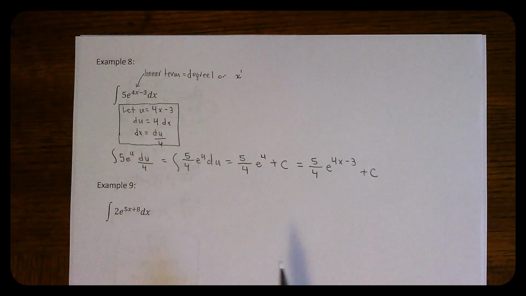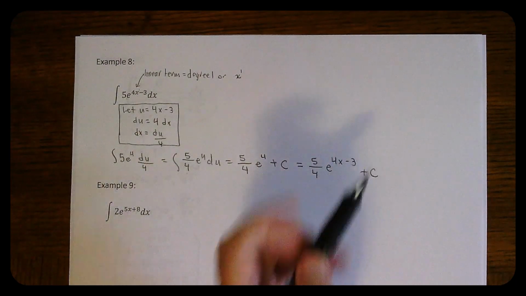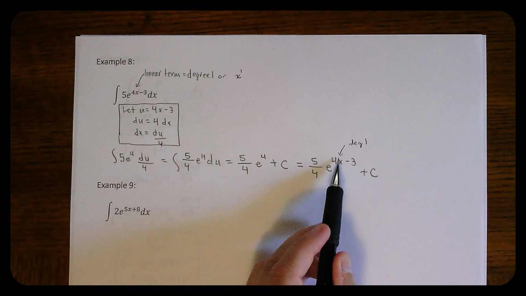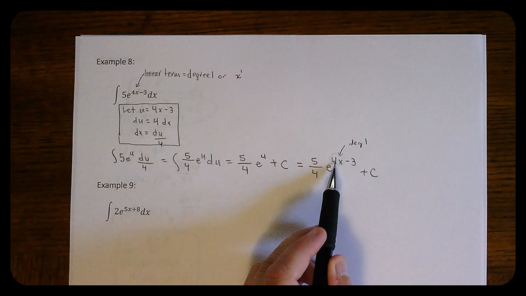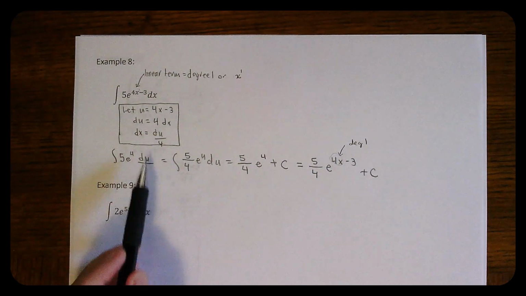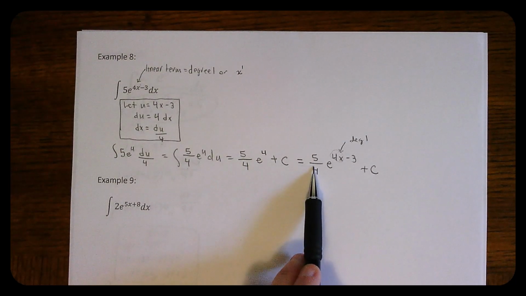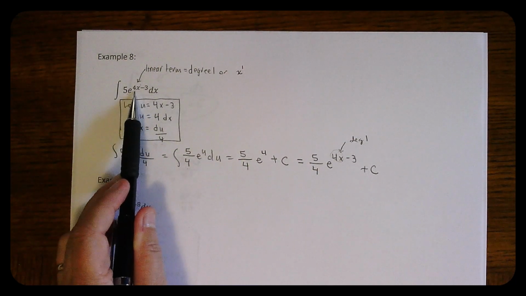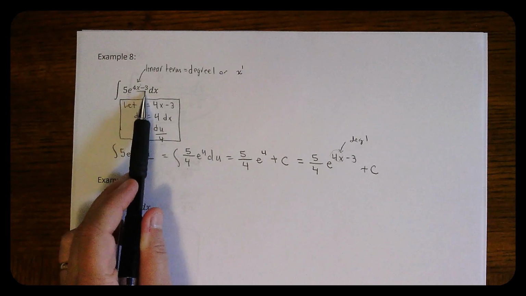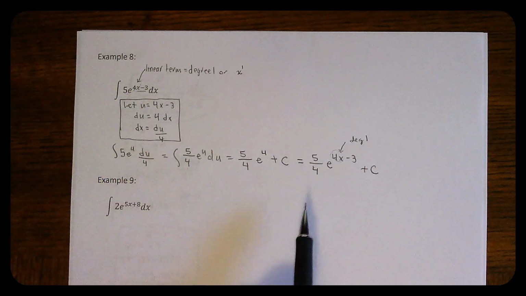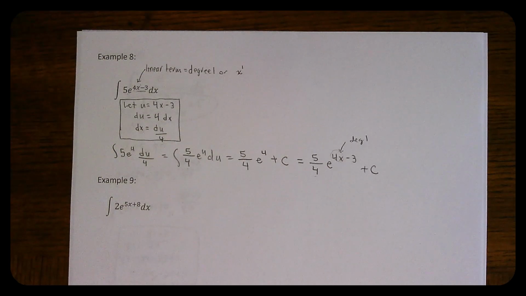Okay, so look at the shortcut. If this is degree 1, then the derivative of 4x will be 4, and it's always going to end up being on the denominator. And so the shortcut is, if you have a linear power here, it's just going to be 5 over that leading coefficient, e to the 4x minus 3. And we like to use that shortcut a lot, so it's worth knowing.